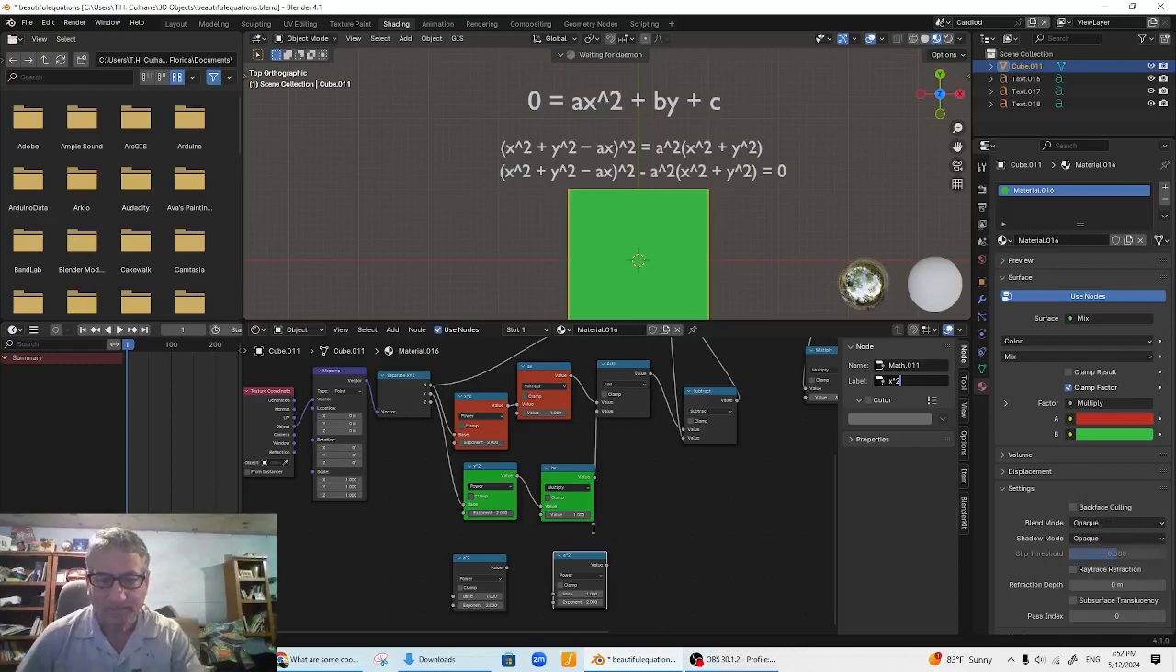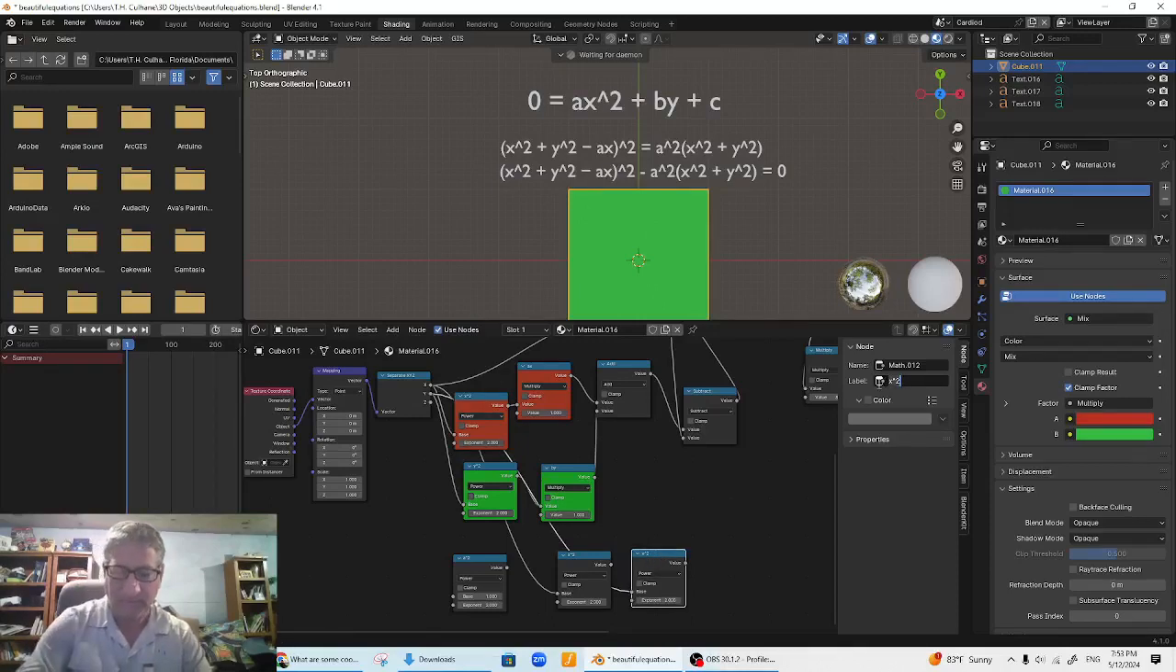Okay, now x squared over here means I take the x value and plug it into the base. The exponent is 2. So we have another x squared there plus y squared. So I need to make a y squared and plug y into the base for that. And the exponent is 2, and I'll call this y squared.